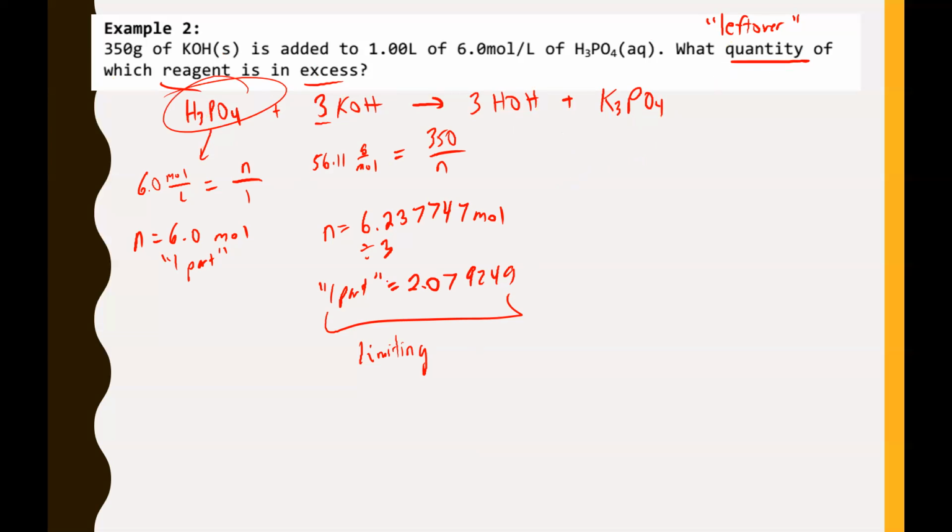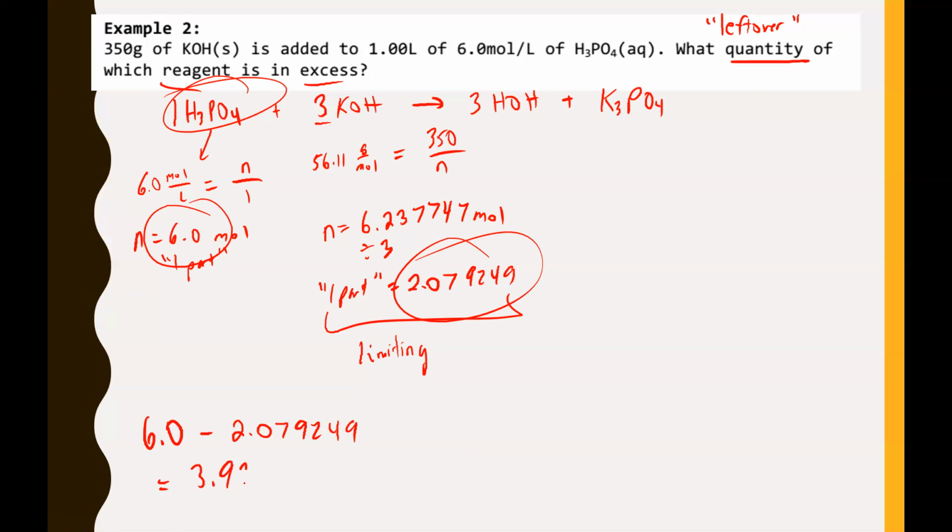Well, let's put it this way. In this chemical reaction, we're only using 2.079249 moles of one part for each of these, right? So in other words, since H3PO4 is only one amount, we're going to use that one amount being this, okay? We actually have, though, 6 moles of H3PO4. So our leftover amount is going to be 6 moles minus 2.079249. And our leftover amount is going to be 3.920751 moles. That is going to be how many moles of H3PO4 is left over here.